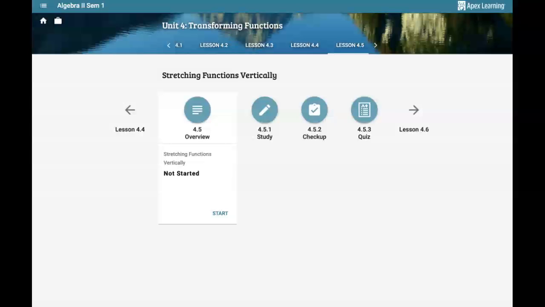Okay, this is the video recording of Unit 4, Lesson 4.5. All right, so we're going to talk about stretching functions vertically. We talked about moving them earlier today. Now we're going to talk about this thing called stretching them.